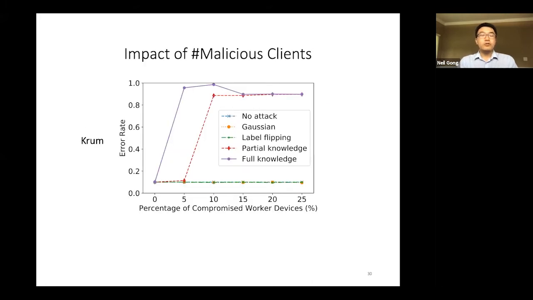This figure shows the impact of the fraction of malicious clients on the attack effectiveness. The x-axis is the fraction of malicious clients. The y-axis is the testing error rate of the global models learned by Krum. Different curves correspond to different attacks. As we can see, our attacks are more effective when more clients become malicious.